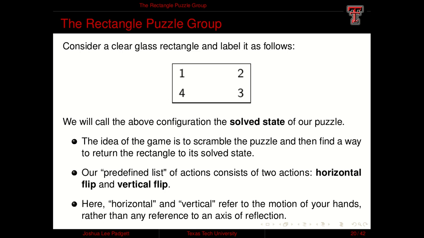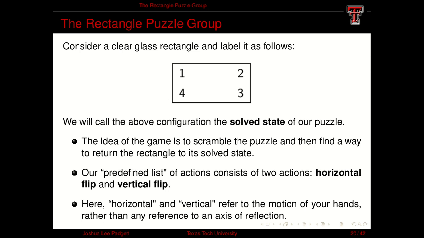Perturb it from this original position, and then the goal will be to return it to this original position. Now, in order for it to be a puzzle, we have to give rules, meaning somehow the allowable list of actions, and for us that will simply be horizontal flips and vertical flips. Now a horizontal and vertical flip refers to the motion of your hand rather than any reference to the axis of reflection.